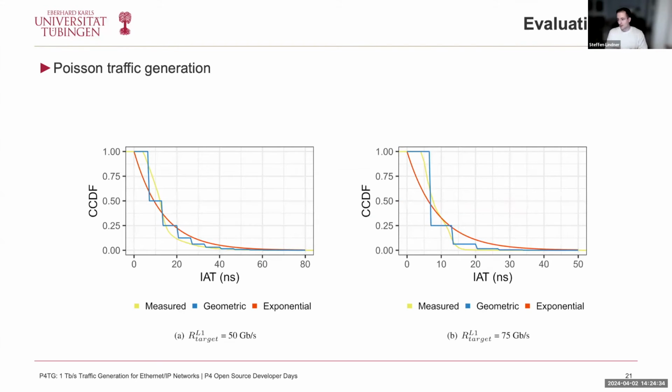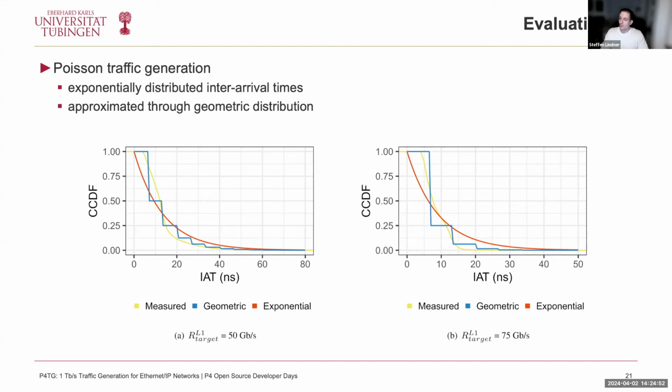We can not only generate constant bitrate traffic, but also Poisson traffic, which is a bursty traffic and typically known to have exponentially distributed interarrival times, which are typically called random. Of course, we can't do an exponential distribution. Therefore, we use the discrete approximation through the geometric distribution.